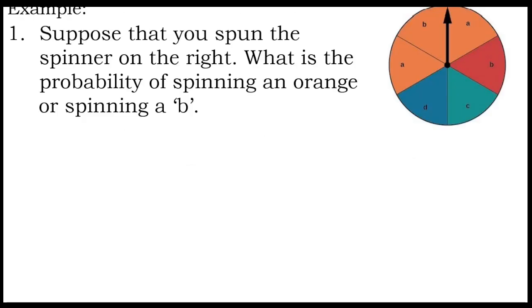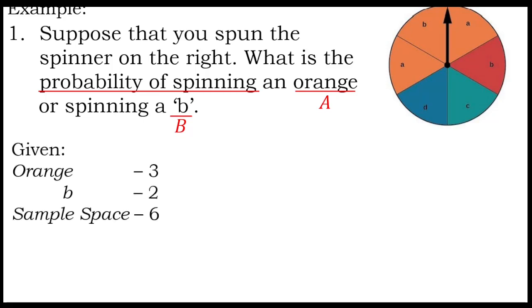First example, suppose that you spun the spinner on the right. What is the probability of spinning an orange or spinning a letter B? Now, first things first, you have to analyze the problem. We are looking for the probability of spinning an orange, which will be our first event, which we will set as A, and spinning a B, which we are going to set as event B or the second event.